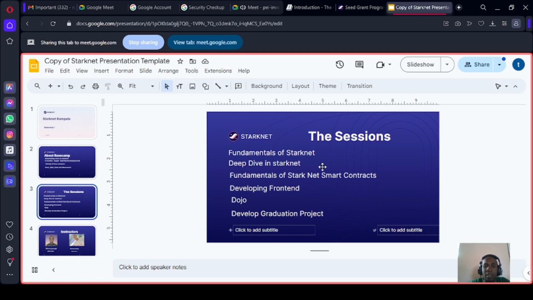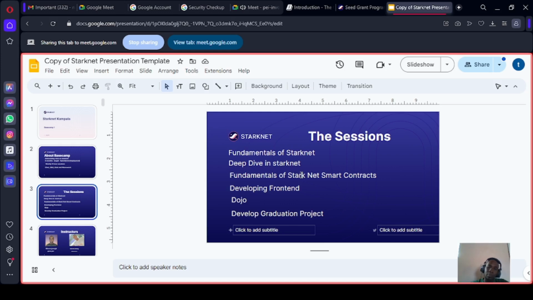So the sessions are: fundamentals of Starknet, a deep dive in Starknet, fundamentals of writing Starknet smart contracts, and we are also going to cover developing the front end, and then Dojo, which is a game engine built on the Starknet ecosystem. So we are going to extensively cover Dojo as well.